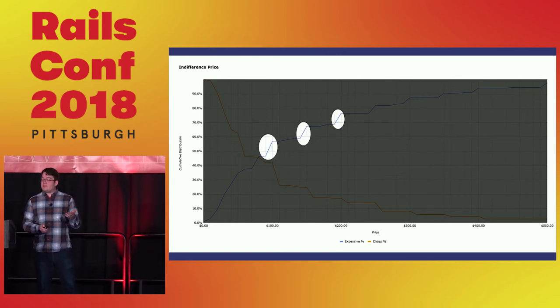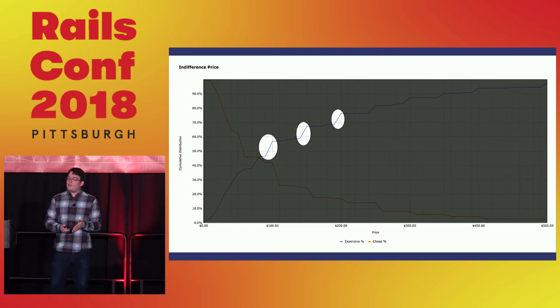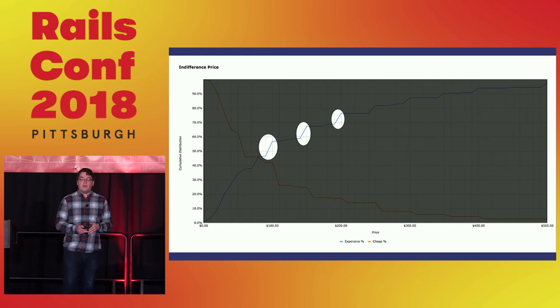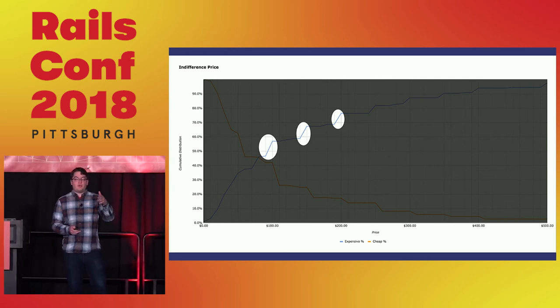When we look at the expensive curve, we see the same kind of behavior. At 90 to 100, 140 to 150, and 190 to 200, we see large jumps in the number of people that think the product is starting to get expensive.